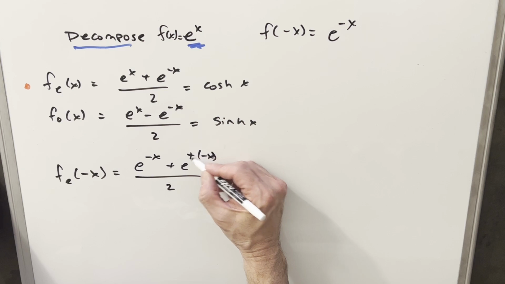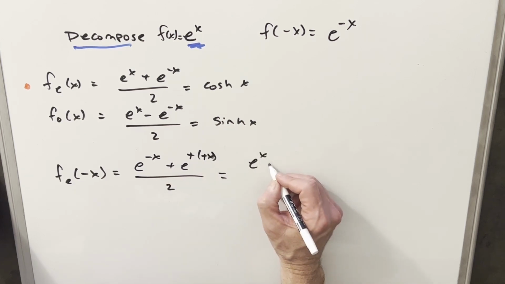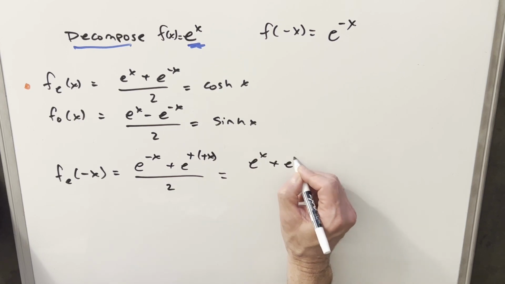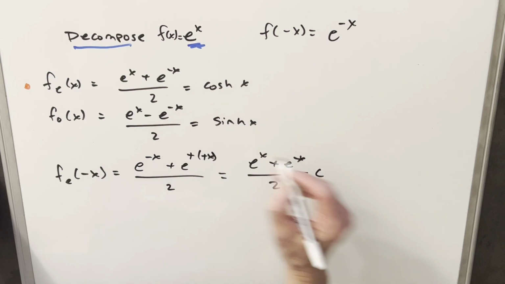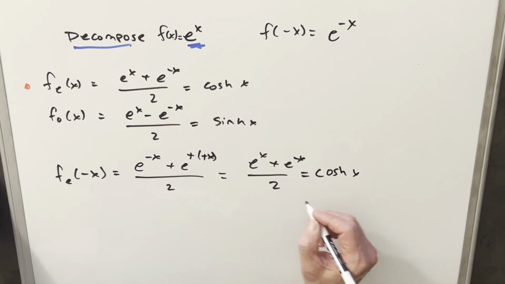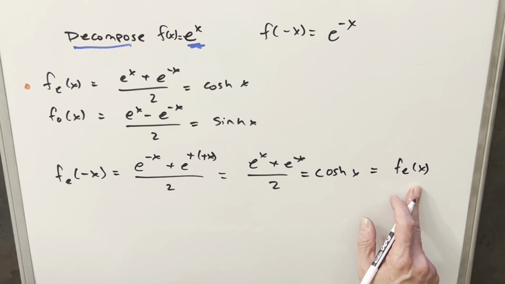But then here minus and minus is going to cancel. I can just reorder these things. I can bring the e to the x first and the e to the minus x second over 2. But this is the same thing as this definition here of cosh x. So this is actually the same thing as our original function, and that's actually the definition of an even function.